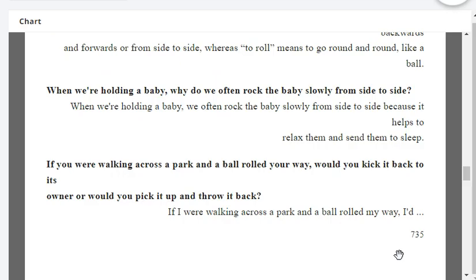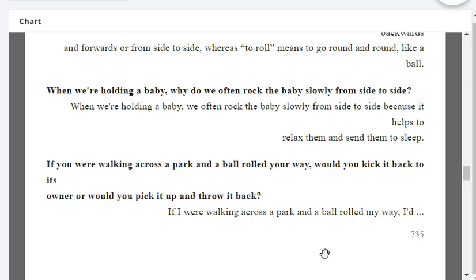If you were walking on a park and a ball rolled your way, would you kick it back to its owner or would you pick it up and throw it back? If I were walking across a park and a ball rolled my way, I'd kick it back to its owner. Very good.